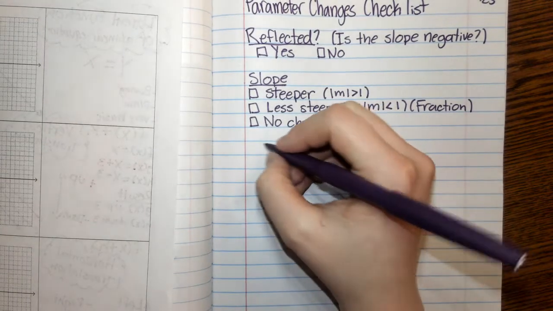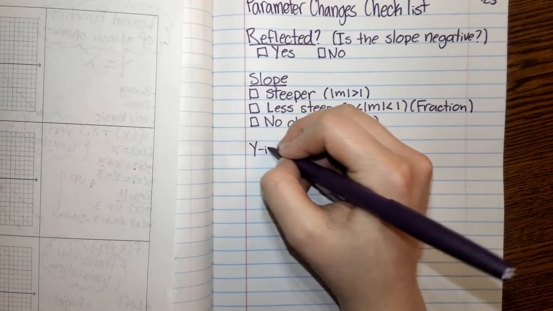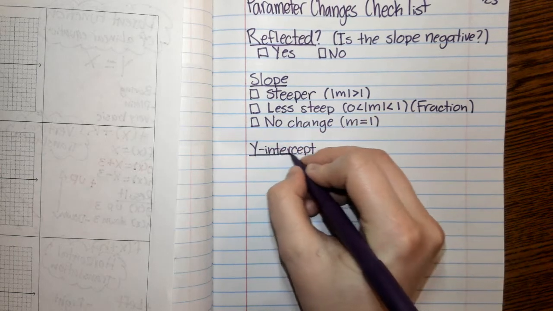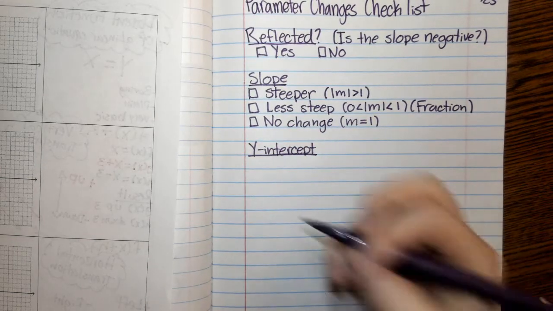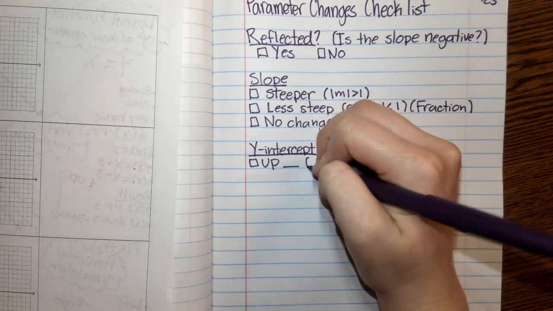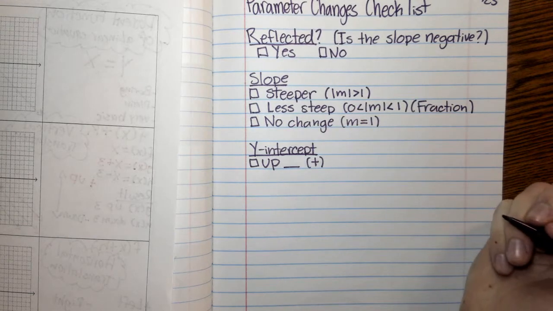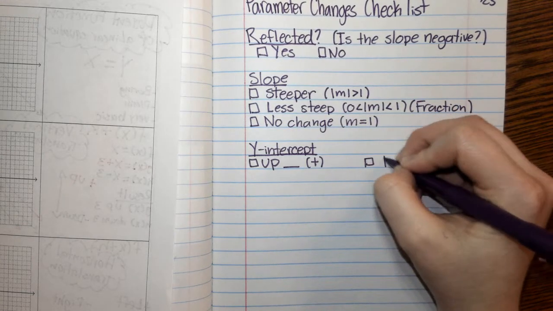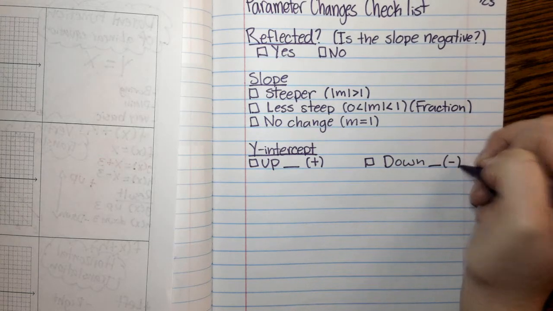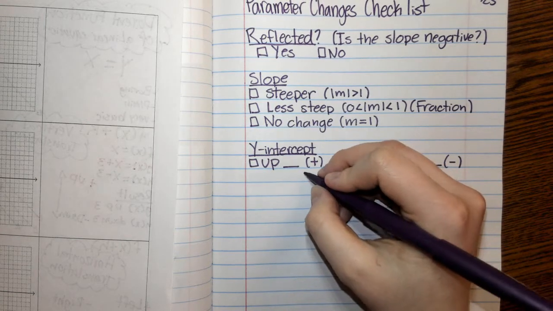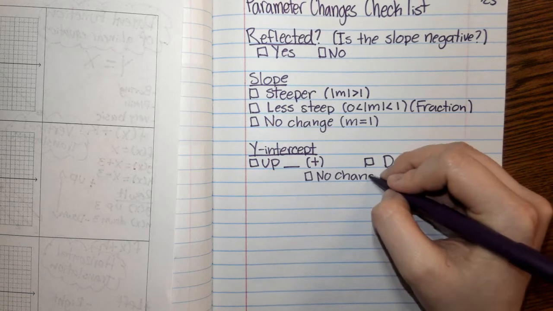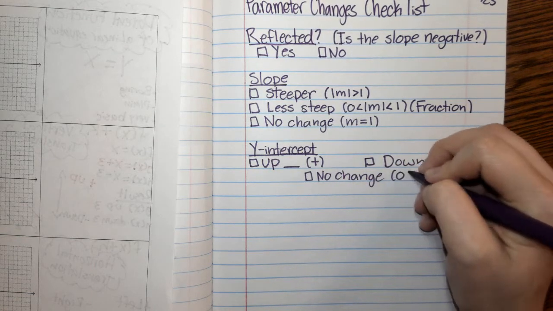All right, and then we would look at the y-intercept. Okay, and there's 3 options for that. It can go up some amount, and that's if we have a positive y-intercept. It could go down some amount, and that would be if we have a negative y-intercept. Or it could not change, because it has a 0 y-intercept.